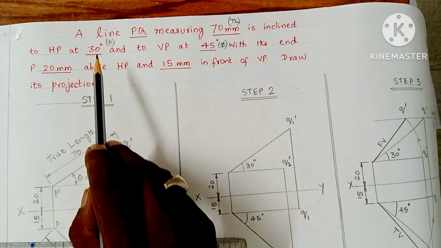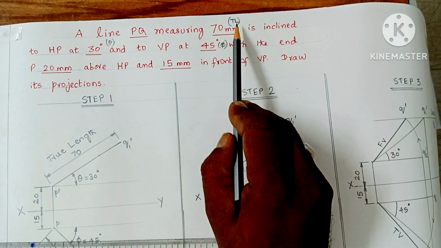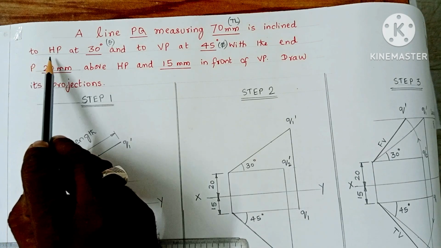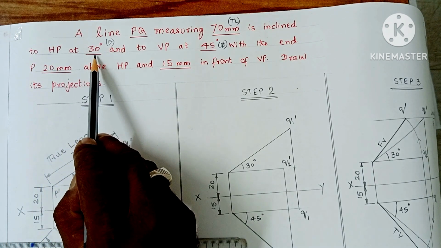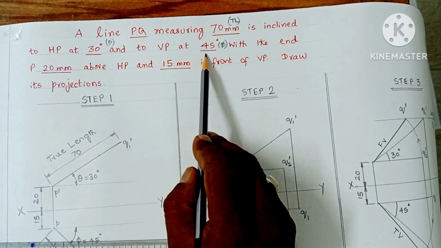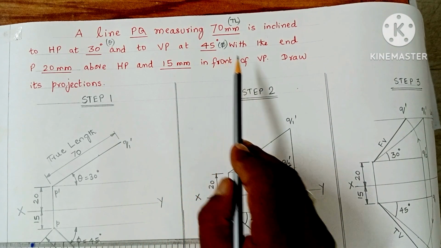Please read the question. A line PQ measuring 70 mm true length (TL) is inclined to HP at 30 degrees, which is theta. The true inclination with HP is given as theta, and with VP as 45 degrees, which is phi, a notation for the true inclination with VP.